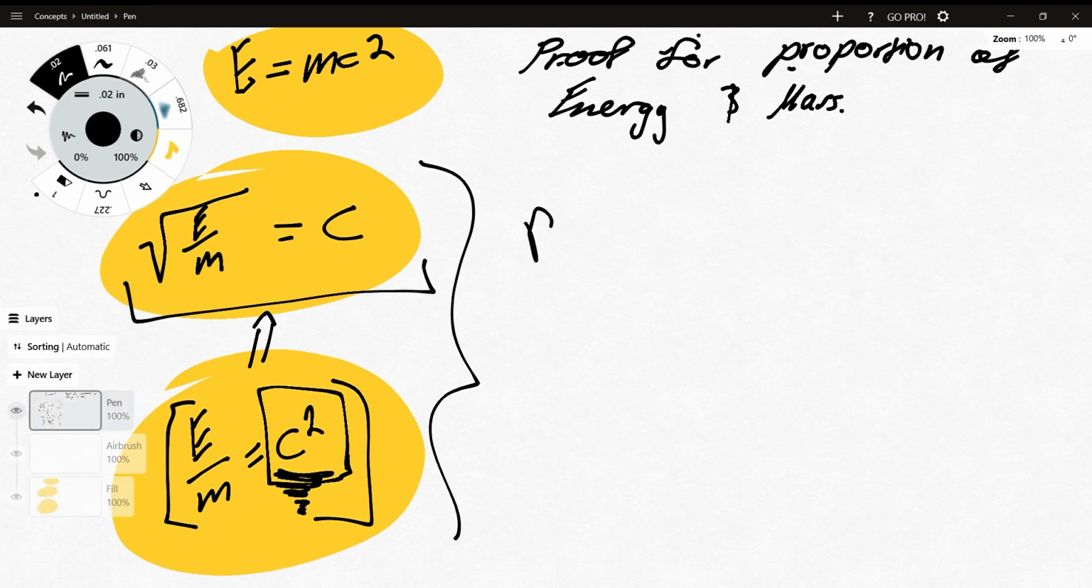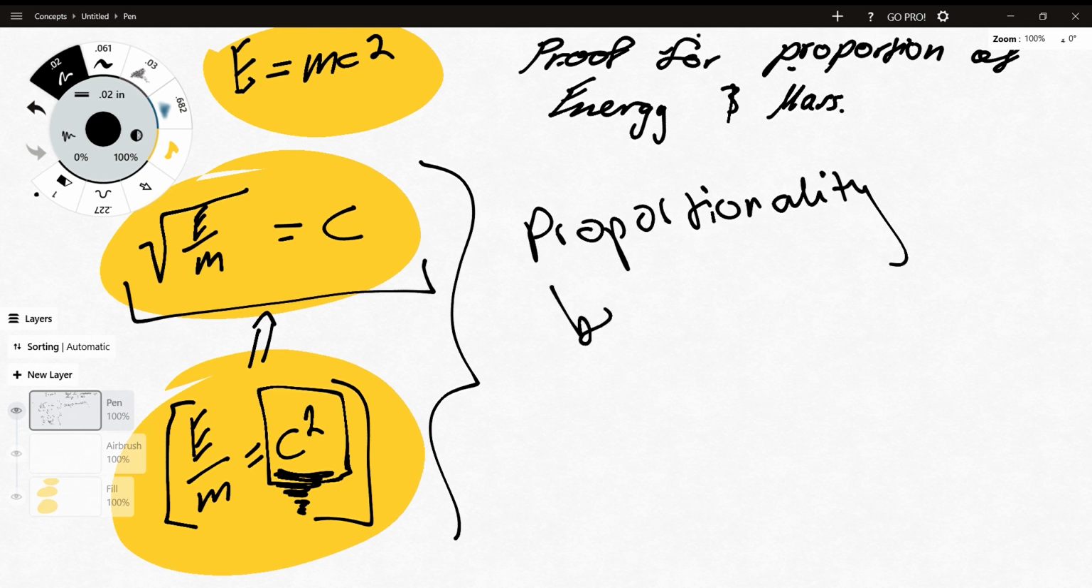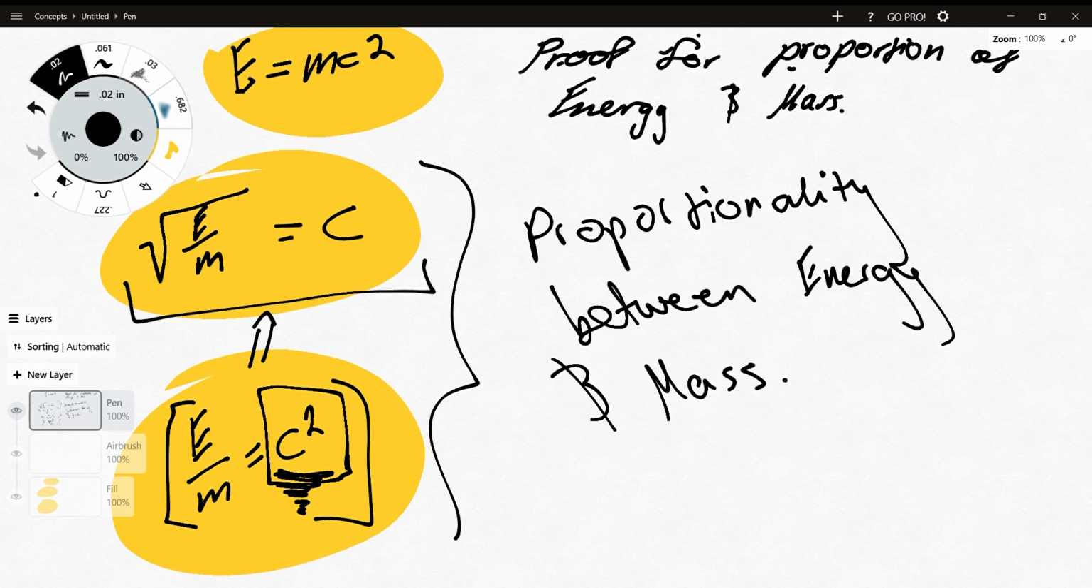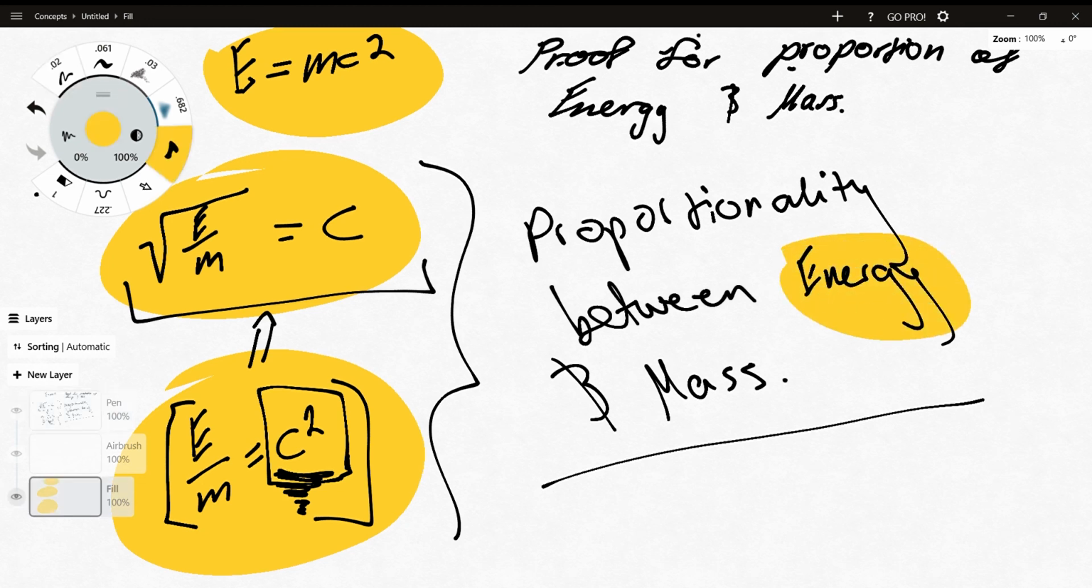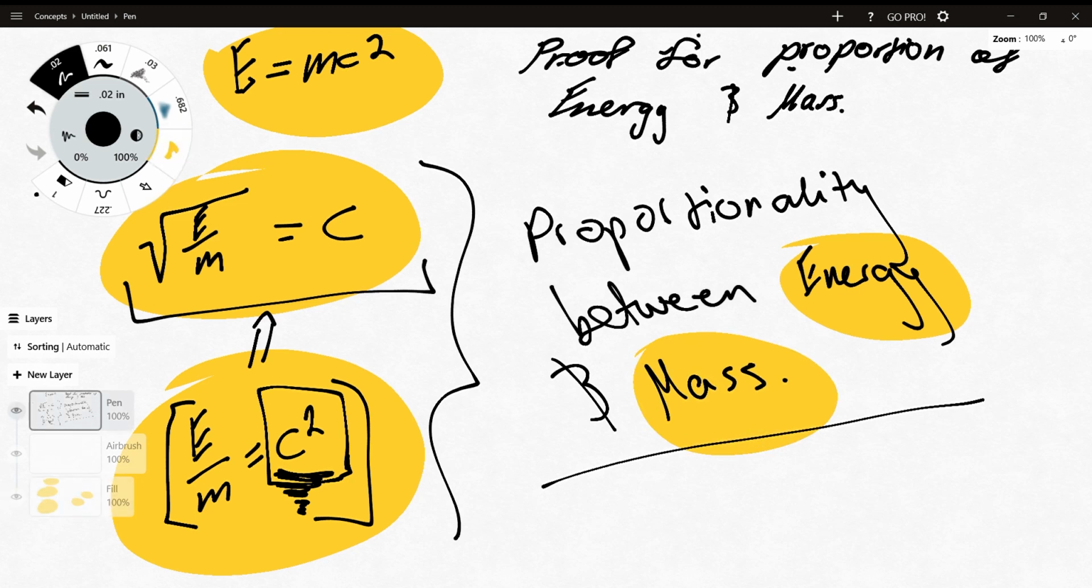So there is a proportionality between energy and mass. And that is what is being said here. And you can solve for unknown values of energy, and you can solve for unknown values of mass, given you know at least one of the two, because at all times the speed of light and the speed of light squared will be constant.